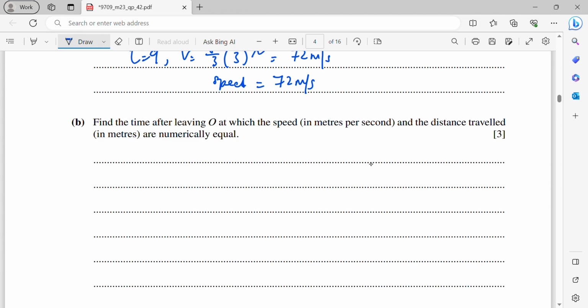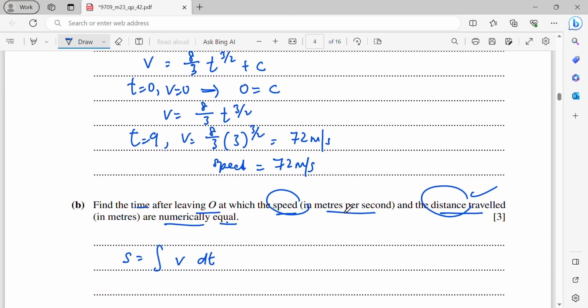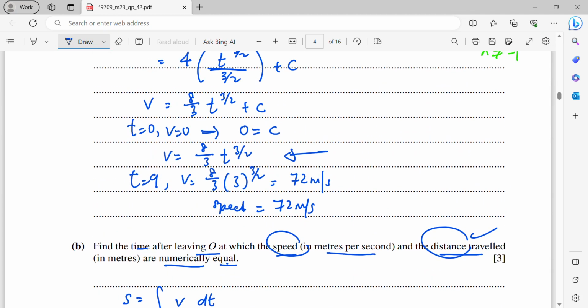Now B, find the time after leaving O at which the speed in meters per second and the distance traveled are numerically equal. Numerically equal means that in terms of magnitude it will be the same. So now I need to find the expression for distance. Before we get the distance, we have to get the displacement first. So our displacement is the integration of velocity with respect to time. Velocity was already found just now. This is our velocity expression.